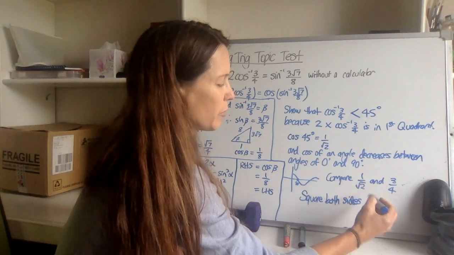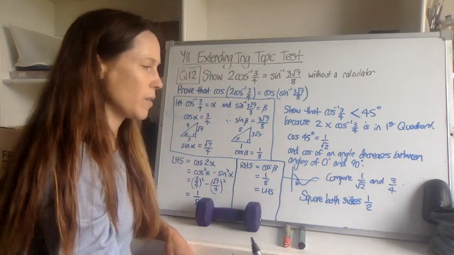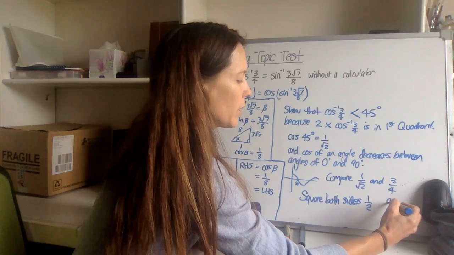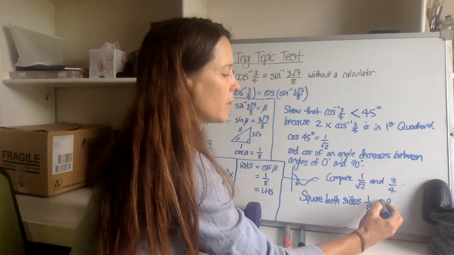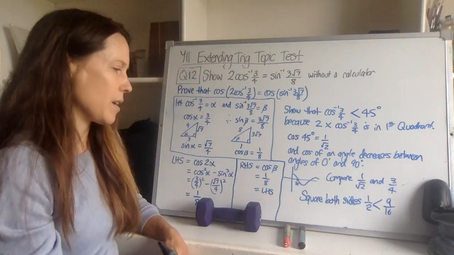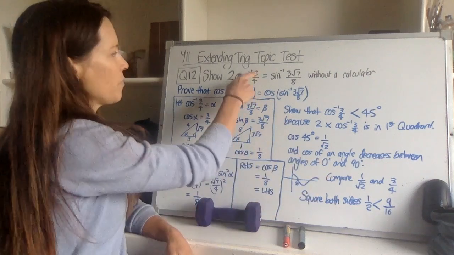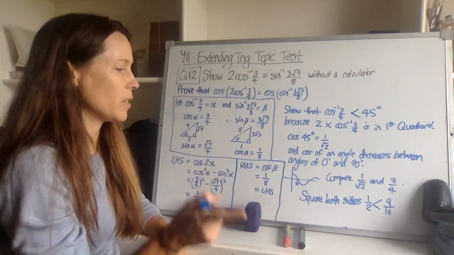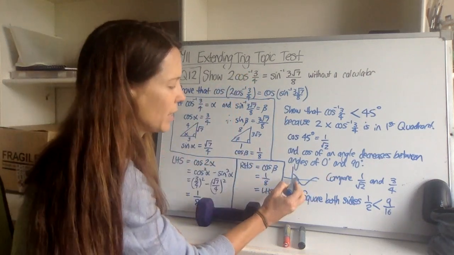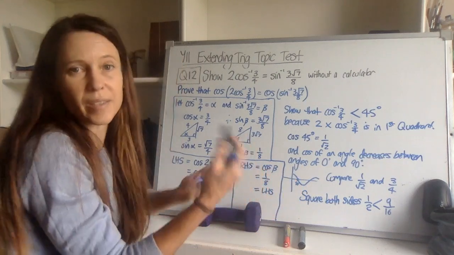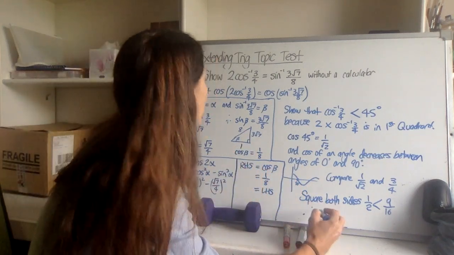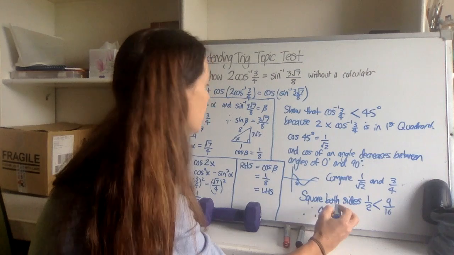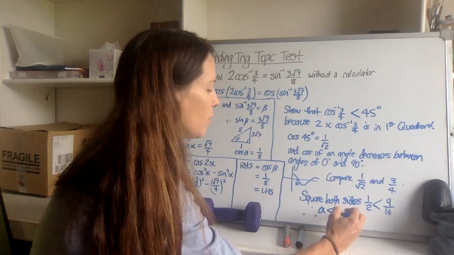And we can see that if we square this side, we get a half. And if we square this side, we're going to get 9/16. And 9/16 is bigger than a half. Therefore, this angle is actually smaller than 45 degrees, because larger cosine of an angle means smaller angle. So therefore, alpha is less than 45 degrees.